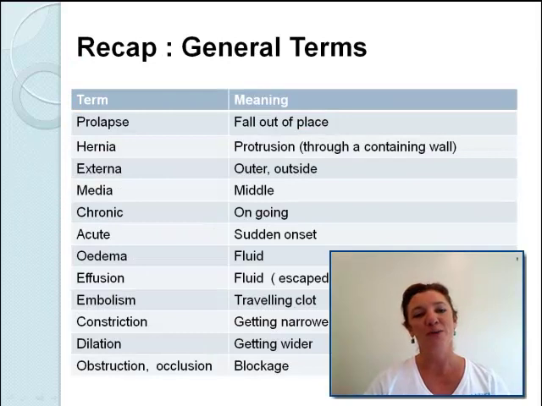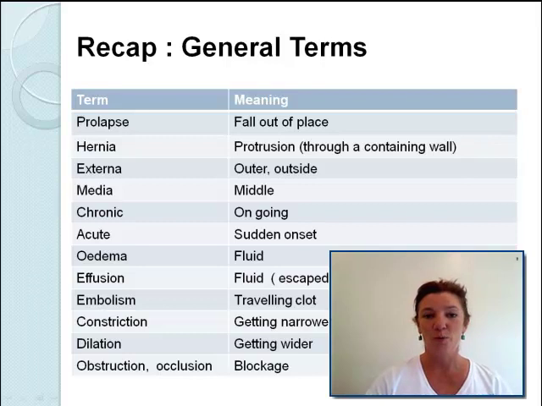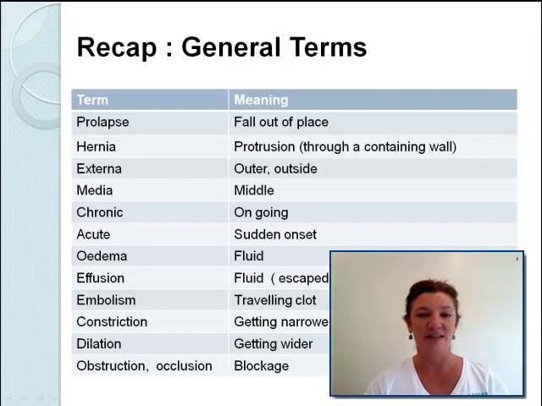Let's recap these general terms. Prolapse means falling out of place. An example would be a prolapsed intervertebral disc, one of the discs of cartilage between the vertebrae in your spine popping out of place. We sometimes call it a slipped disc. A bulging disc would be more appropriate. And this links us with the term hernia. A hernia is when something protrudes out of place, pushing through a containing wall. So another term for this prolapsed intervertebral disc would be a herniated disc. It's bulging out, it's protruding.